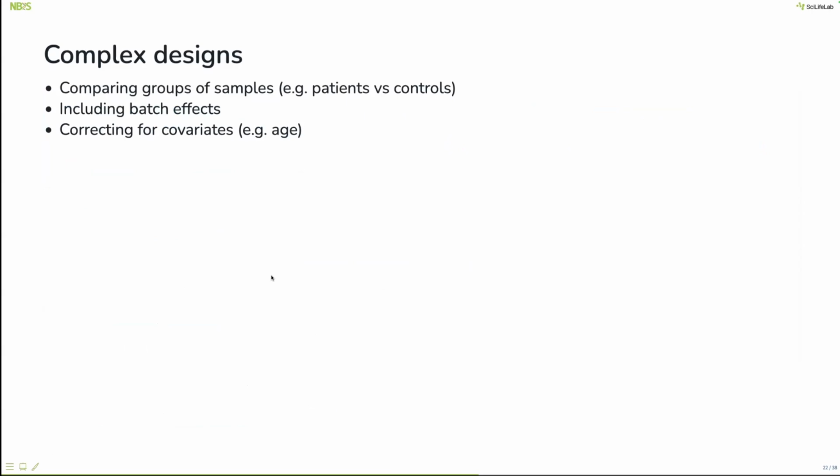complex designs. This is when you want to move away from just comparing one group of cells to another group of cells, but instead you have groups of samples. It's very common nowadays when we are able to sample from different patients and you want to compare that to a group of controls. You might have batch effects that you want to correct for, or other covariates that you want to correct for in order to find the biological signal of interest.